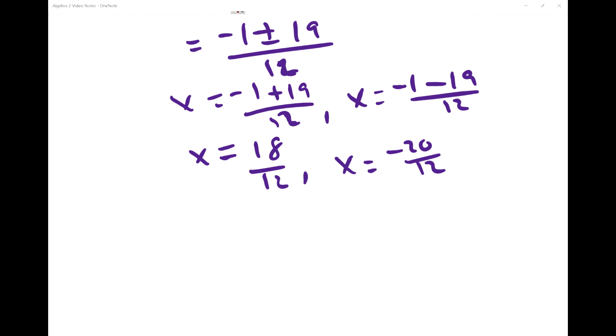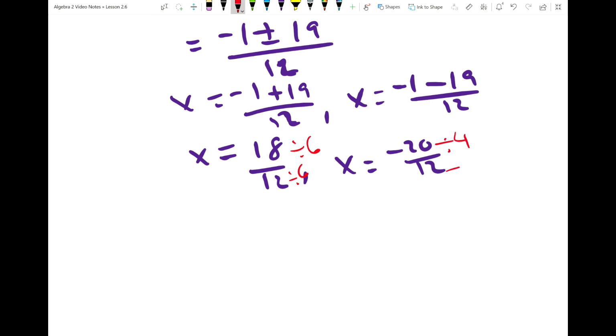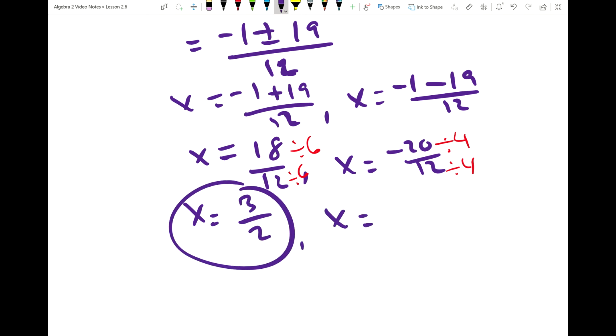So then we can reduce this one by dividing by 6, top and bottom. We can reduce this one by dividing by 4, top and bottom, to get our final answers. So 18 divided by 6 is 3, 12 divided by 6 is 2. Negative 20 divided by 4 is negative 5, 12 divided by 4 is 3.